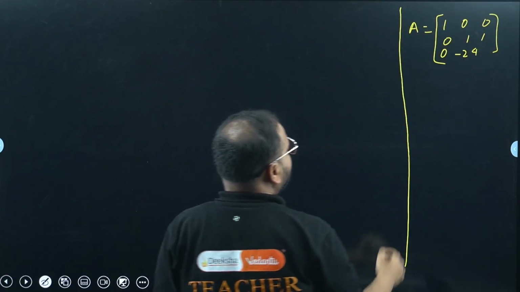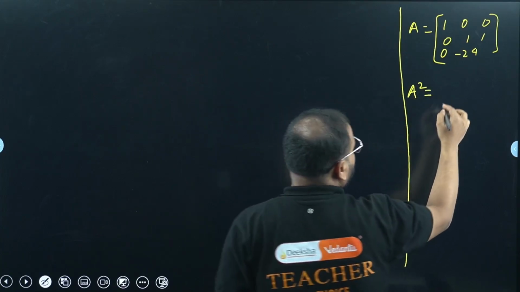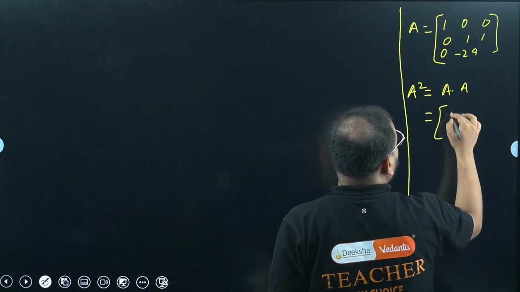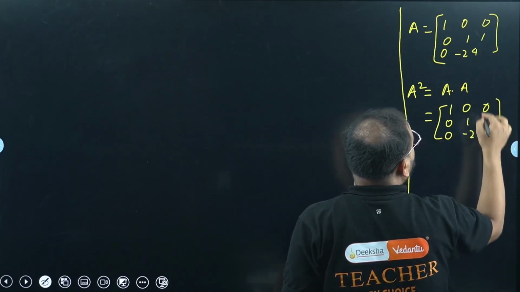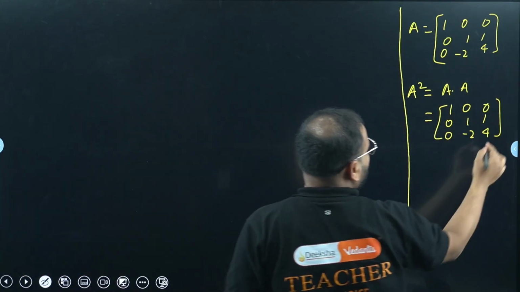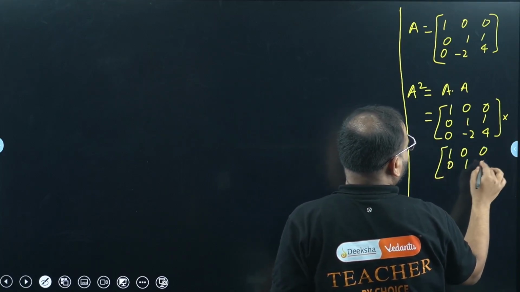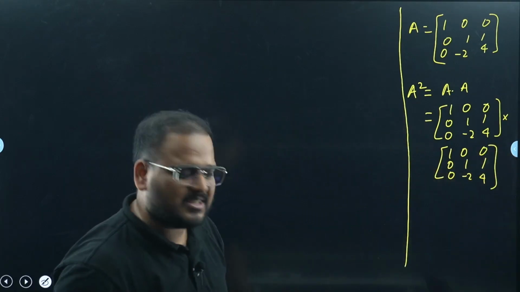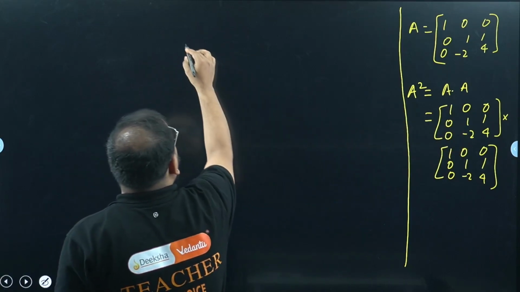Now what I'm trying to do? A square. So A square will be A times A. Basically I can write the same thing again: 1, 0, 0; 0, 1, 1; 0, minus 2, 4. Now multiplied with the same thing. Why are you writing, sir? It's easier for multiplication if I have it in front of me. I can take the rows and columns easier. So that's why I am writing it as A times A. So let's find A square quickly.